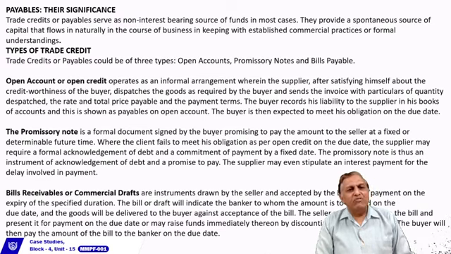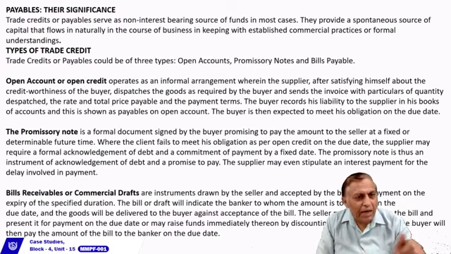What are the types of trade credits? Let us just look at it. Trade credits or payable could be of three types: open accounts, promissory notes, and bills payable.